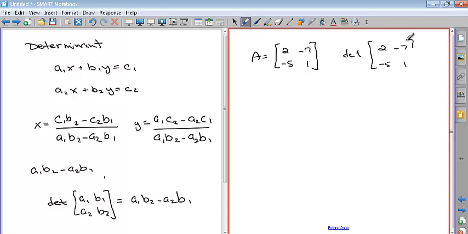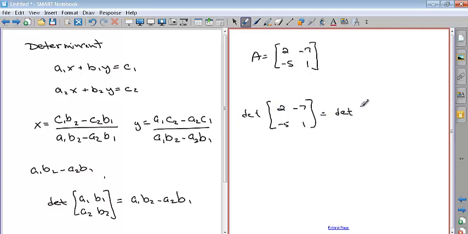so we can do that. Let's move this down a little bit. So the determinant of the matrix, I could say determinant of A, is equal to 2 times 1 minus negative 5 times negative 7. So that's 2, you get plus 35, but then you change the sign, so it's minus 35, and so you get negative 33. So it's a number.